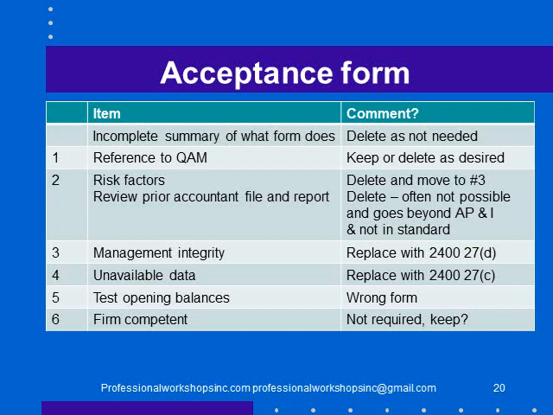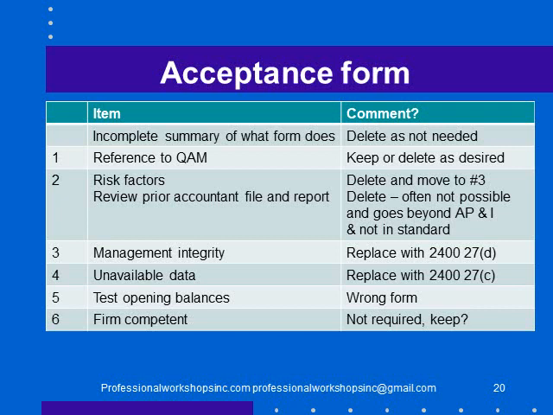And then review of the prior accountant file and report. Now, often that's not possible. You can see the report, but a lot of times now people just said, no, you can't see my file. There's nothing that says I have to let you see it. I'm not showing it to you. It also goes beyond analytical procedures and inquiry, and it's not in the standard. I understand why people want to do it, but you don't have to. Not in the standard, so I'd be inclined to take that out.